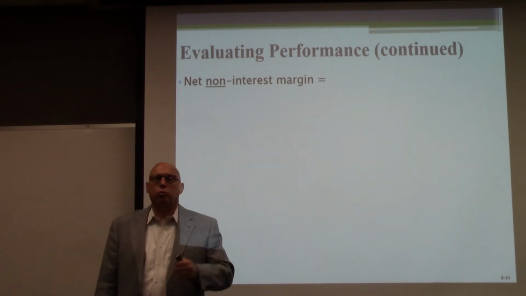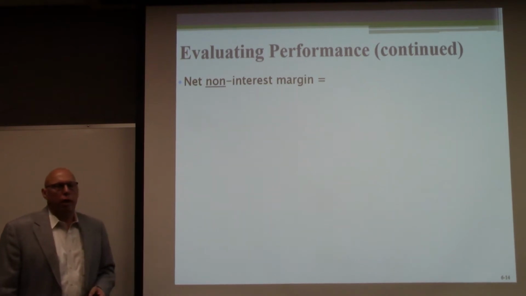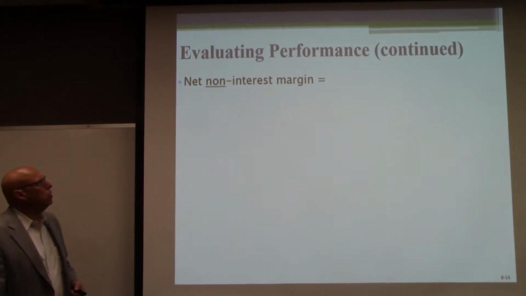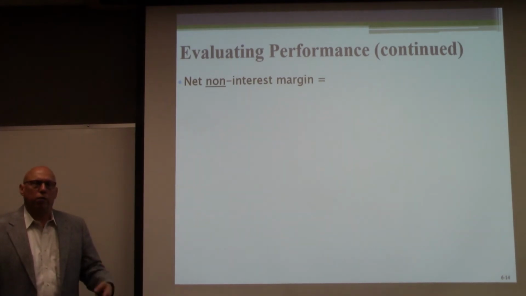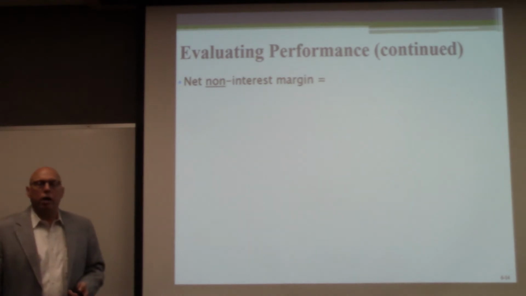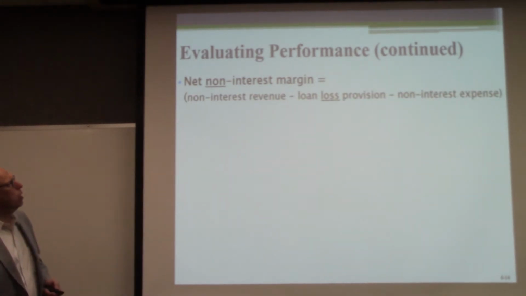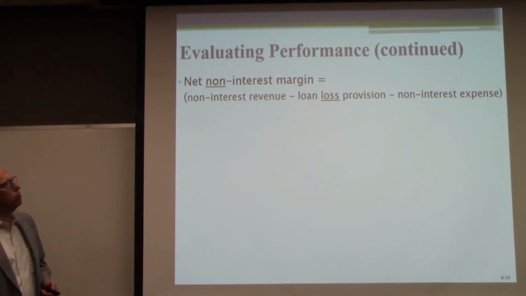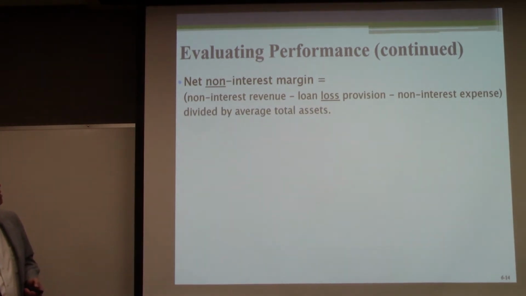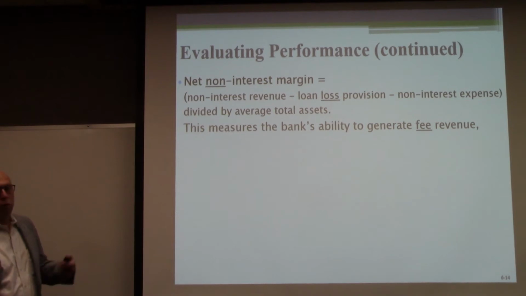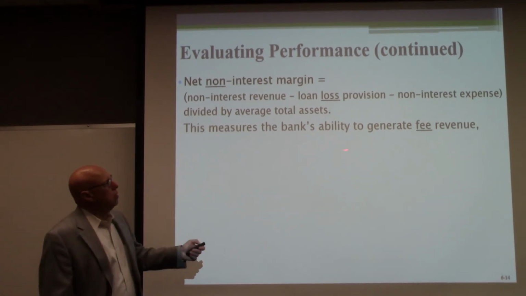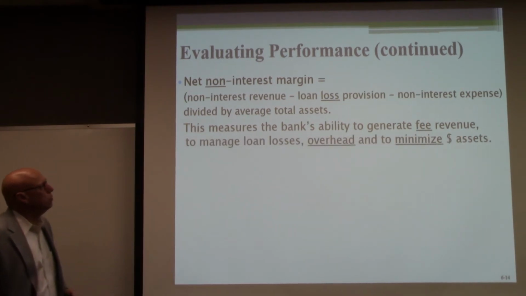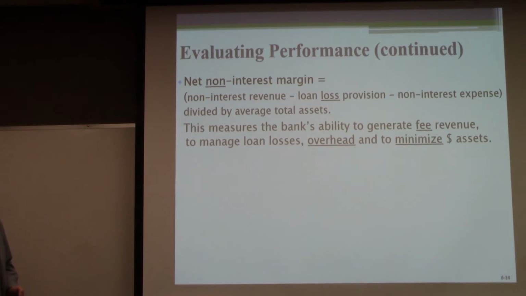Net non-interest margin. Okay, this is where banks start looking at the contribution being made to income and profit and cash flow by non-interest activities. Okay, so you take your non-interest revenue, subtract your loan loss provision, subtract your non-interest expense, and divide this into average total assets. Okay? So once again, we're looking at the non-interest income revenue, fee revenue, and how the fee revenue contributes to paying other expenses at the bank.